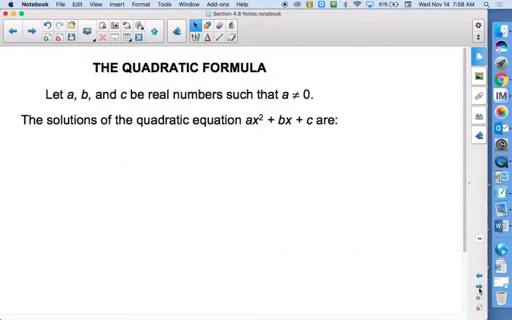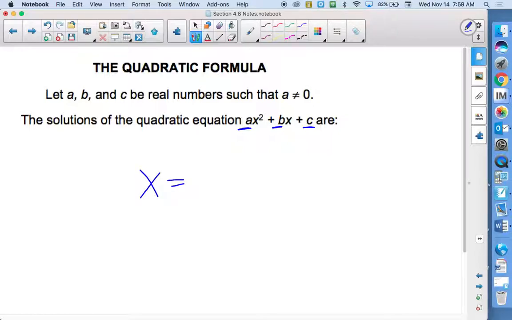So underneath, the quadratic formula says let a, b, and c be real numbers. So that's the numbers with our quadratic equation, that ax squared plus bx plus c. Those are the a, b, and c values. So the quadratic formula is a way to solve a quadratic equation. An equation has an equal sign. We're solving a quadratic equation.